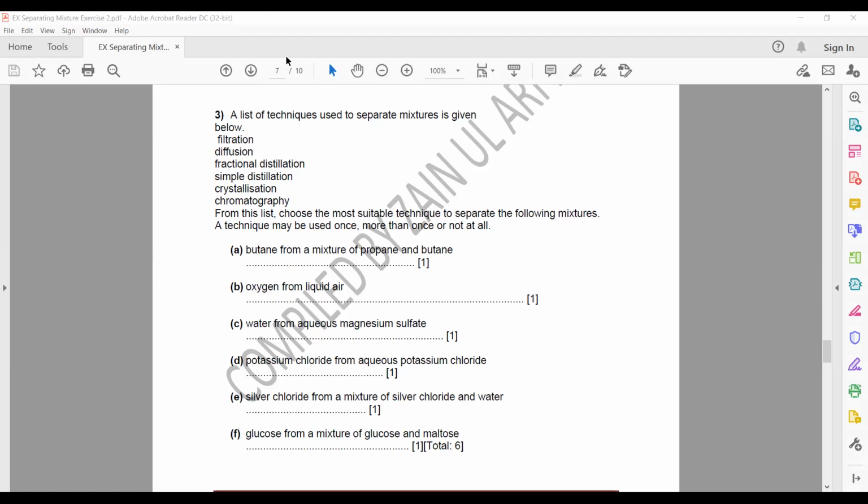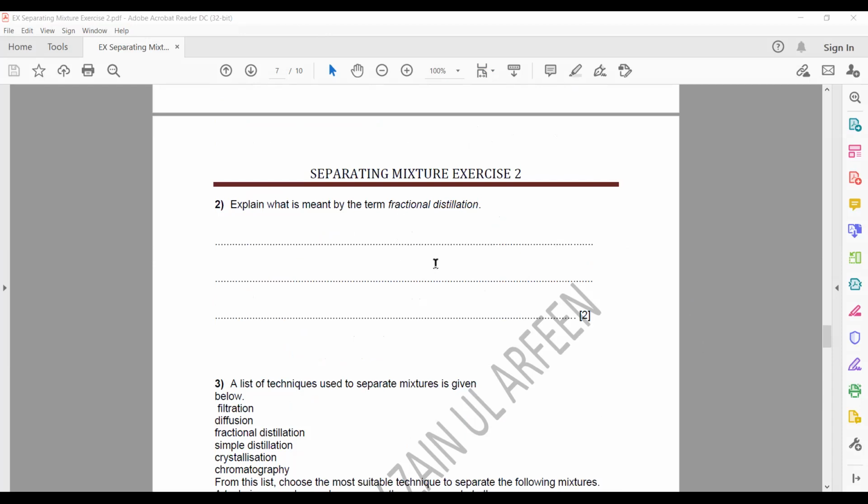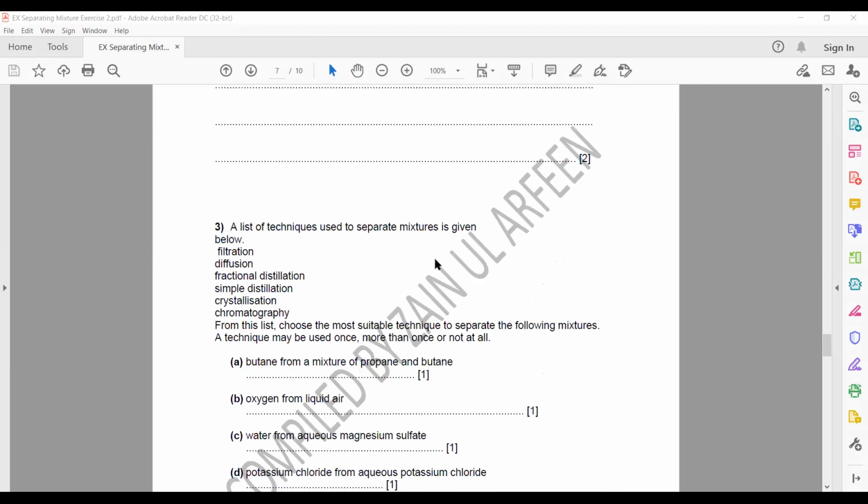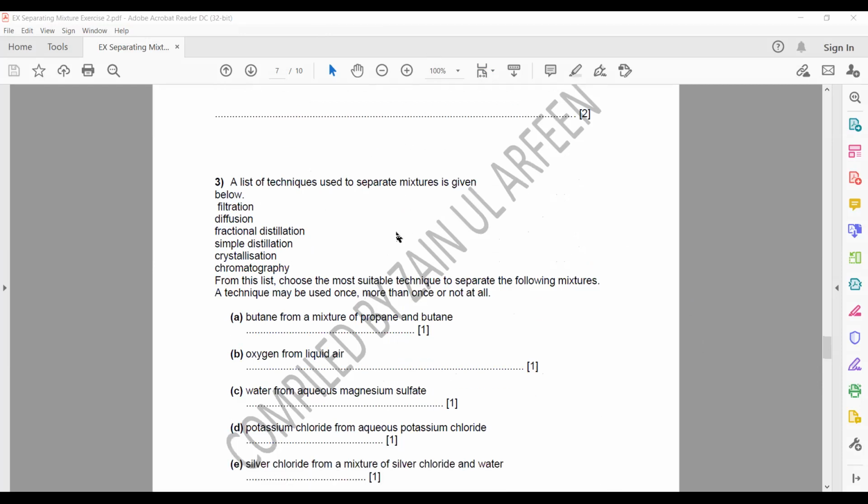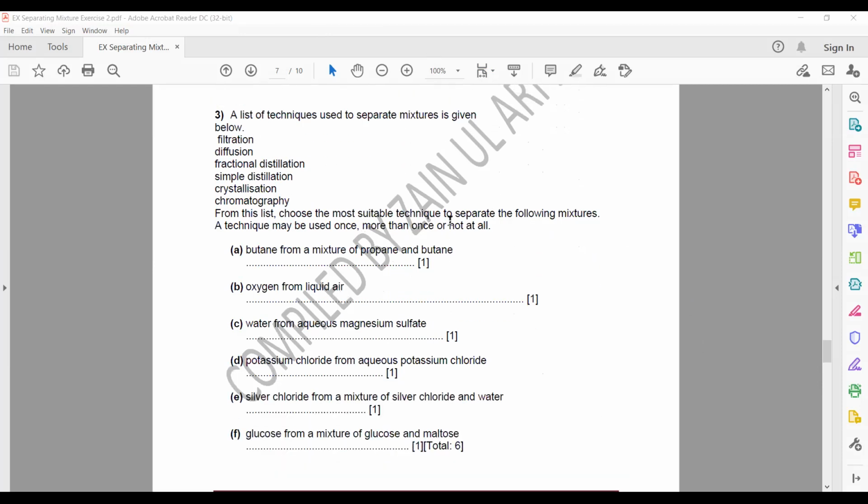Why is it of 2 marks, Abdullah? The first mark is for mentioning that separating two or more miscible liquids, and the second mark is for mentioning on the basis of the boiling point. So you can use any of the techniques, once, more than once, or not at all. So it is not necessary that all the options given should be used.